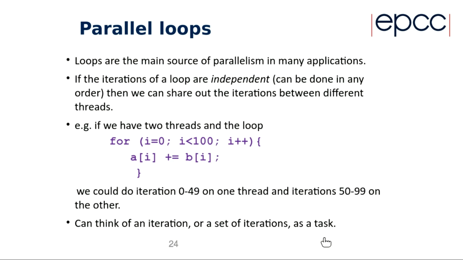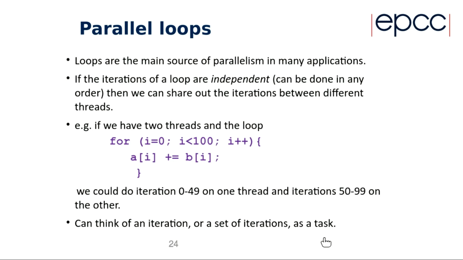Okay, so parallel loops. Loops are the main source of parallelism in many applications, particularly in the scientific computing field. So the concept here is very simple. If the iterations of a loop are independent, in other words, they can be done in any order without affecting the result of the computation, then we can share out the iterations between different threads.